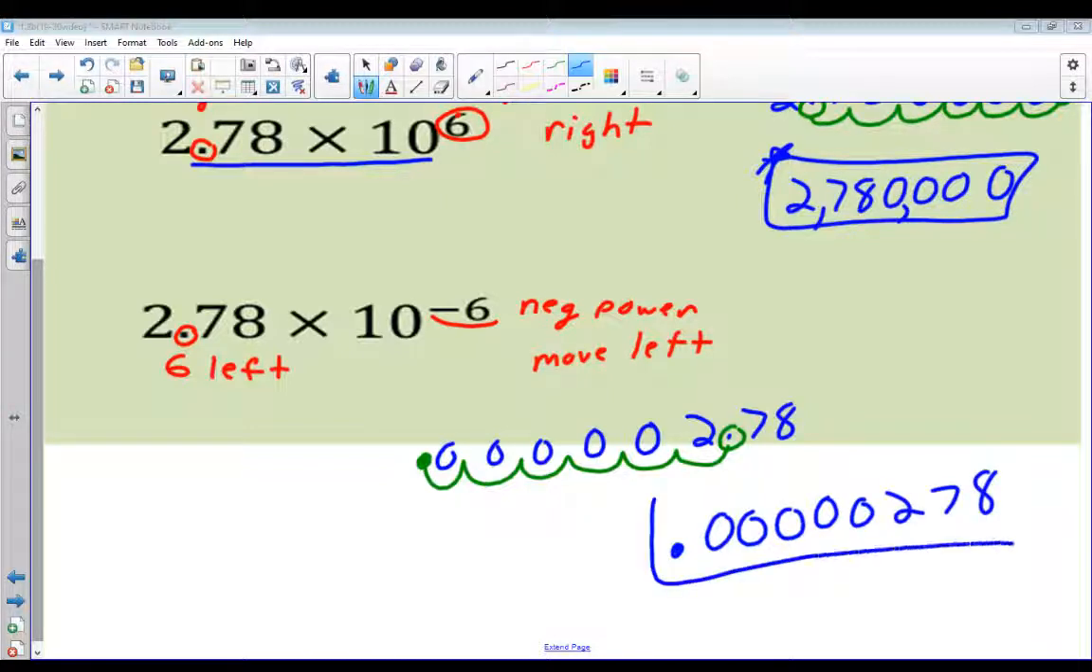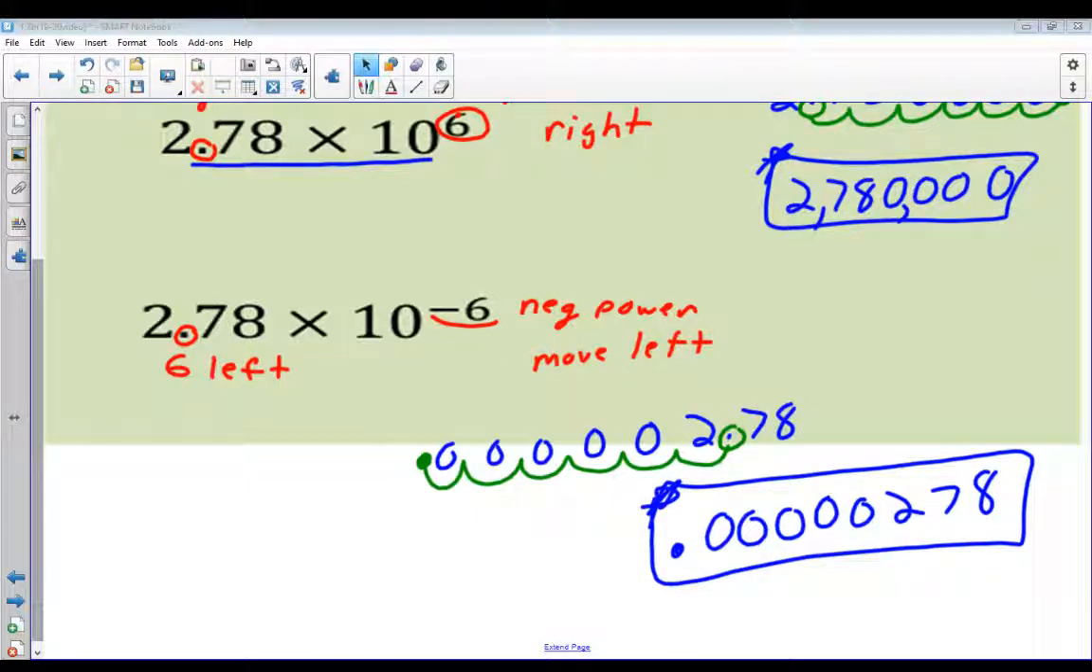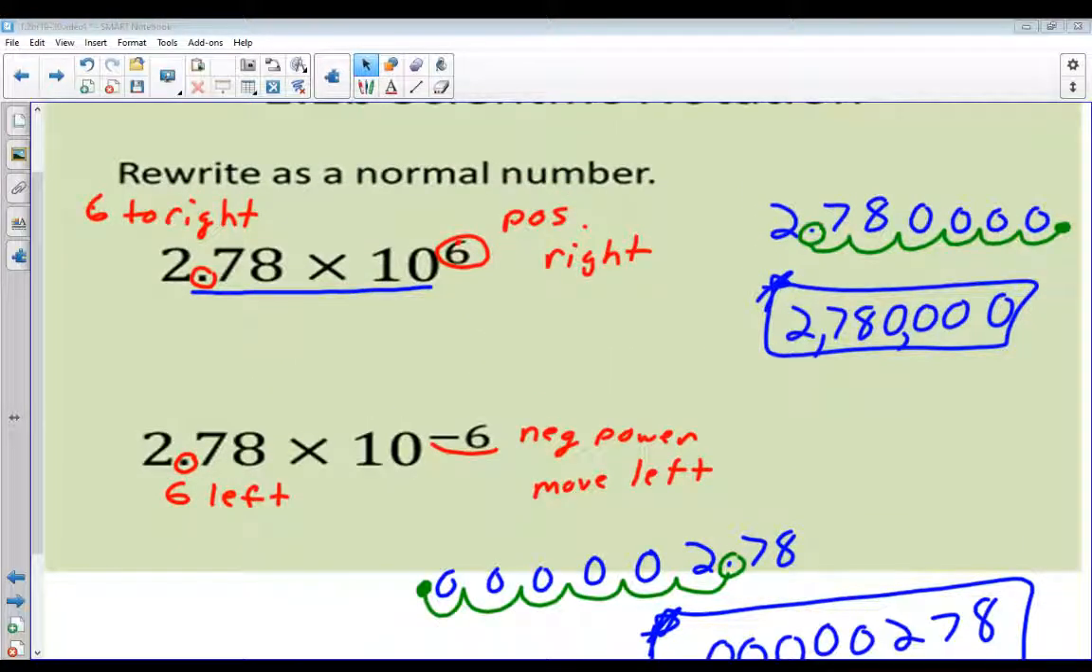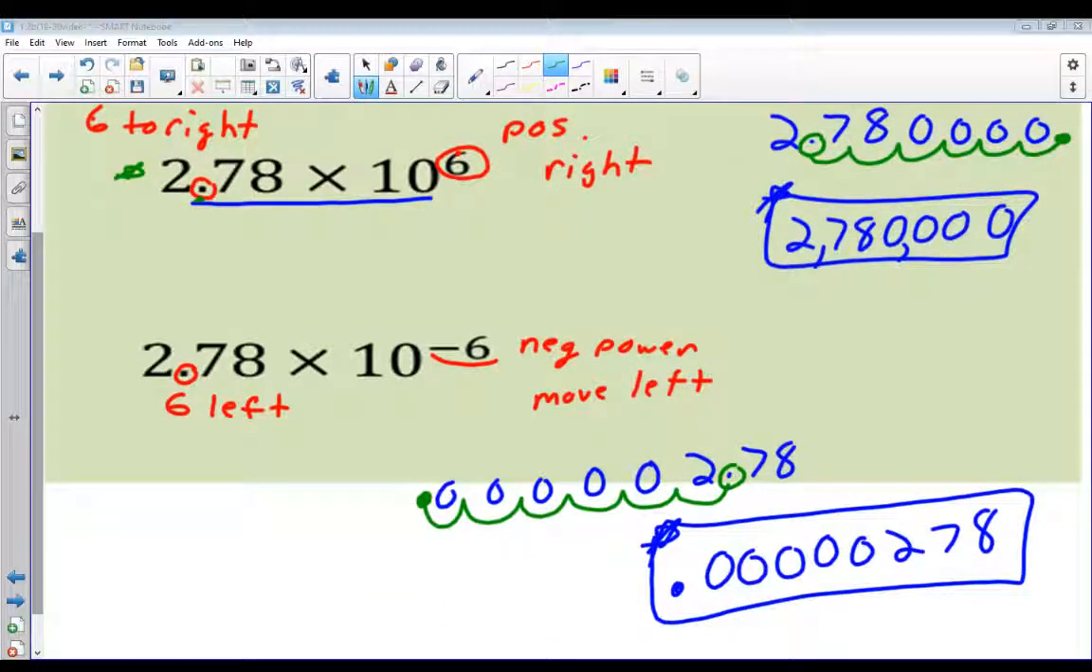0.00000278. And there you go. So in the online homework, if it gives you problems in scientific notation and asks you to rewrite them in their original form, all you literally have to do is take the decimal and move it left or right, depending on if the power is positive or negative, just like that.